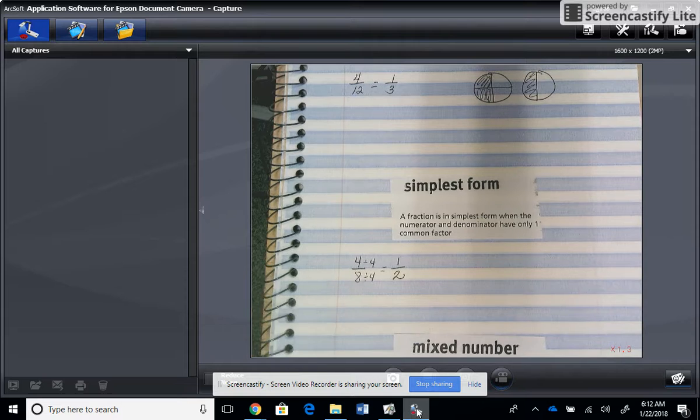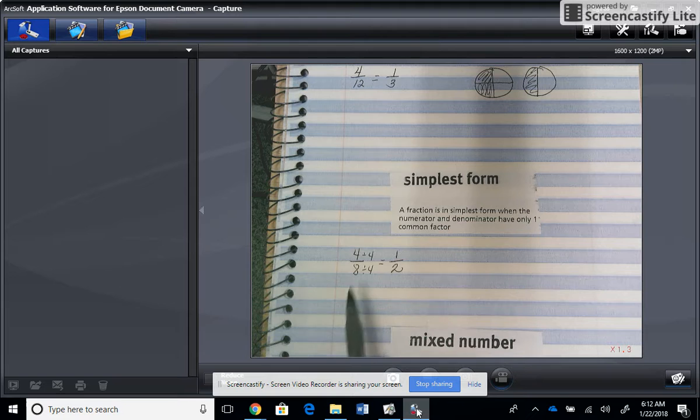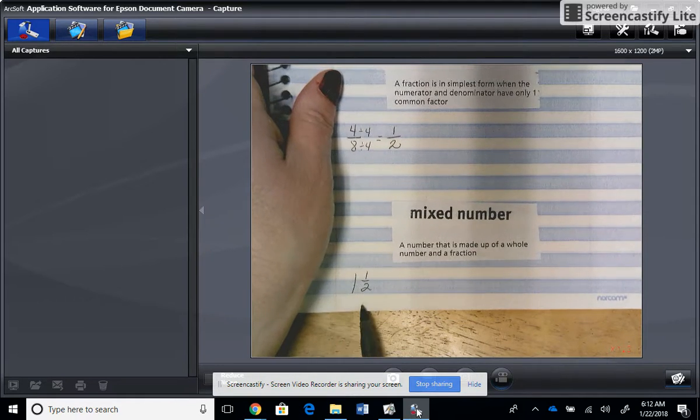Simplest form, this is going to become a famous word for you. It's when the denominator and the numerator only have one common factor or they're prime numbers. So that's how you know you have it in the simplest form. A mixed number is when you have a whole number and a fraction.